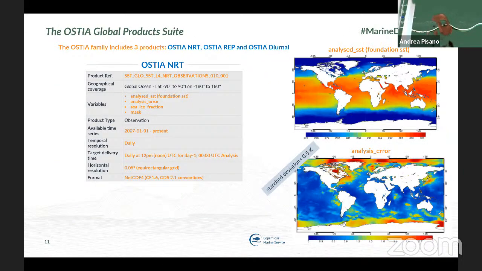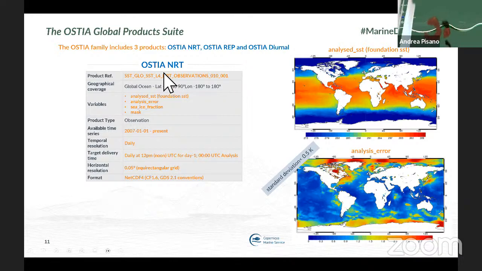Now a few examples of the main global products. Let me start with the Ostia global product suite. Ostia is one of the main and widely known global products, and currently includes three products: Ostia Near Real Time, Ostia Rep, and Ostia Diurnal.